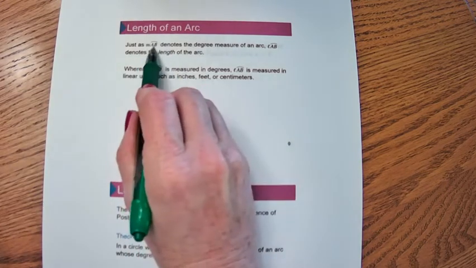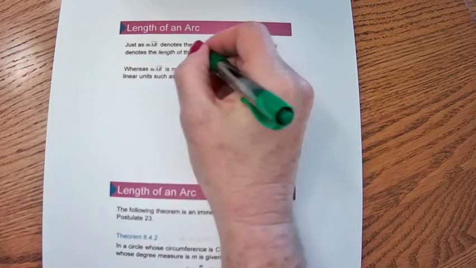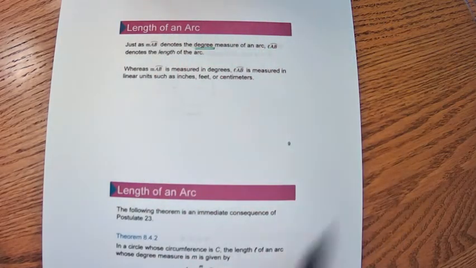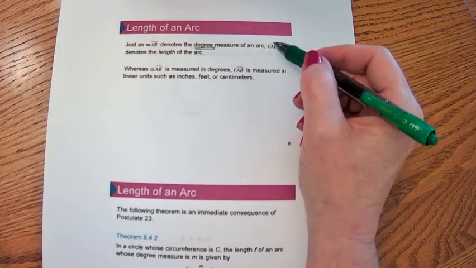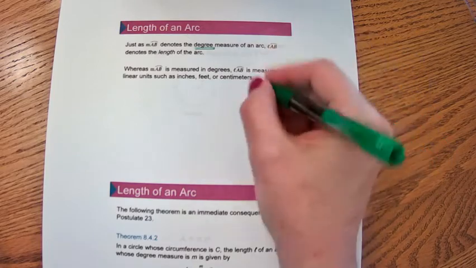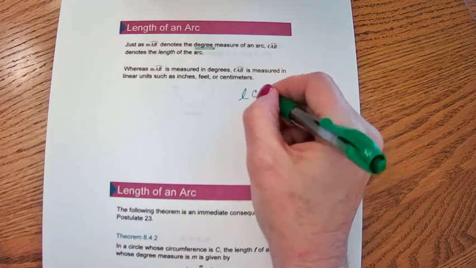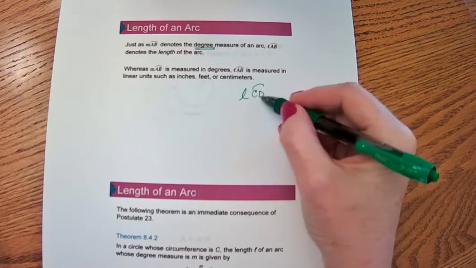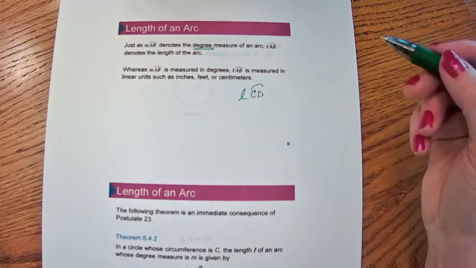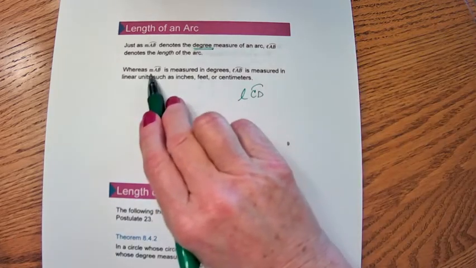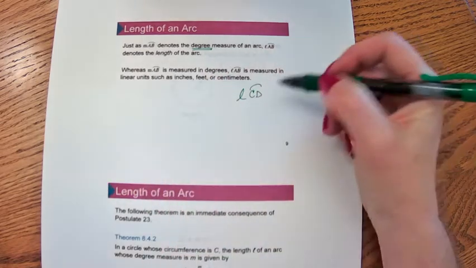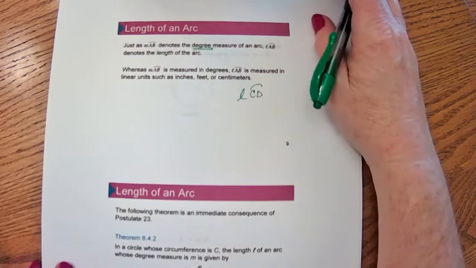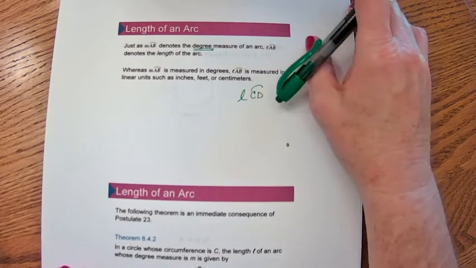So just like measure of arc AB means degrees, and I incorrectly put an M in front of that previous example. I did not want the degree measure of the arc. I wanted the length of the arc, that scripted L. That means the length of arc CD. So the M in front would be measured in degrees. The L in front is measured in linear units like feet or inches, centimeters, yards.